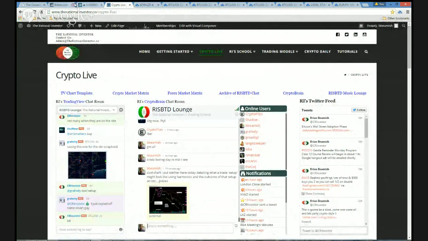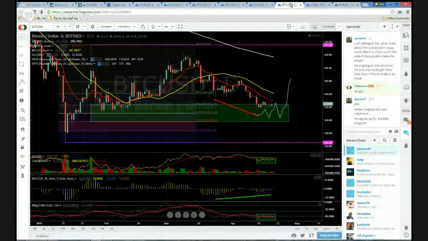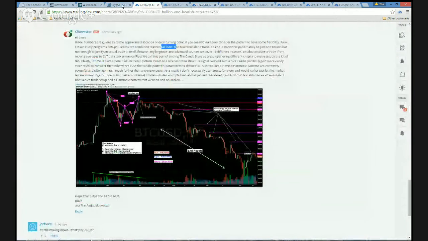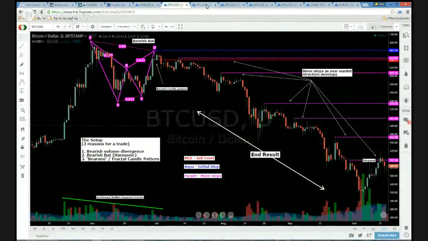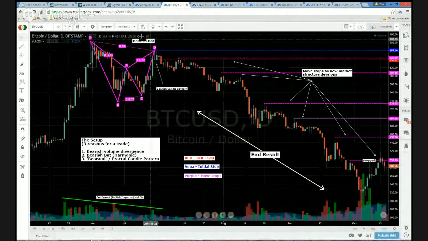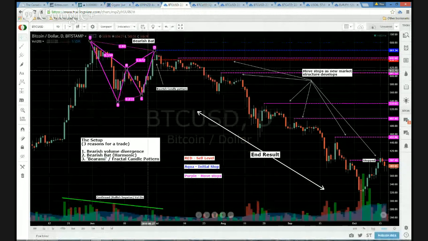So the point is, what does a good setup look like? And as we said, we want to have 3 good reasons. Where the heck did that chart go? Did I get rid of it? There it is. So last summer, we had a bearish harmonic pattern develop in Bitcoin.